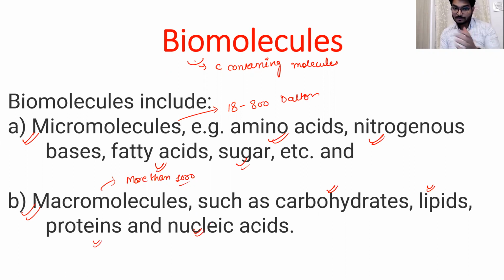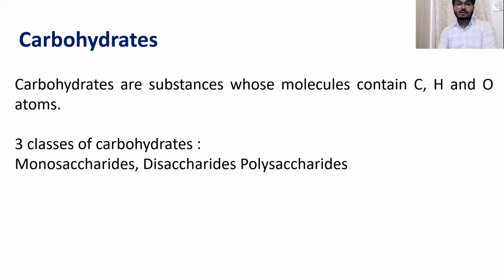So actually, what is happening? Your micromolecules are combining together, right? They come together and give you macromolecules. So micromolecules can be termed as monomers, and macromolecules can be termed as polymers. In this lecture we are going to talk about each and everything in detail. So let's start with the carbohydrate.